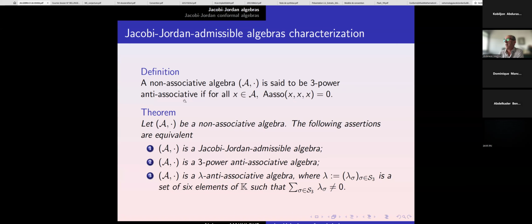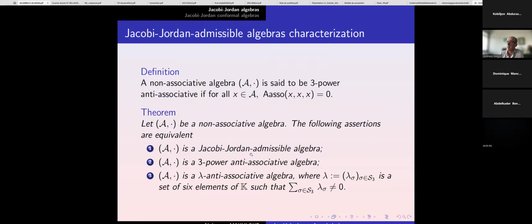First, since we need this 3-power anti-associative notion, let me just define this. If we have a non-associative algebra A dot, it is said to be 3-power anti-associative if the anti-associator of x, x, x is 0. And now we have this result by Baklouti, Benayadi and Mansour characterizing this Jacobi-Jordan admissible algebra. In fact, A dot is a Jacobi-Jordan admissible algebra if and only if it's a 3-power anti-associative algebra, and if and only if it's a lambda anti-associative algebra where lambda is a set of scalars such that this sum is different from 0.